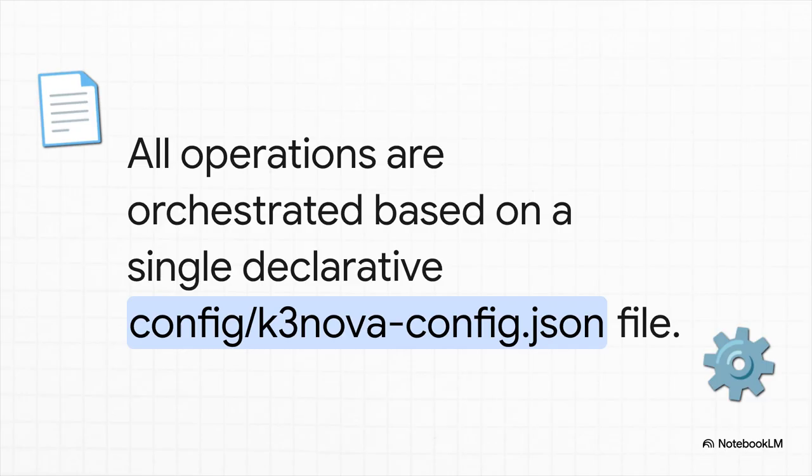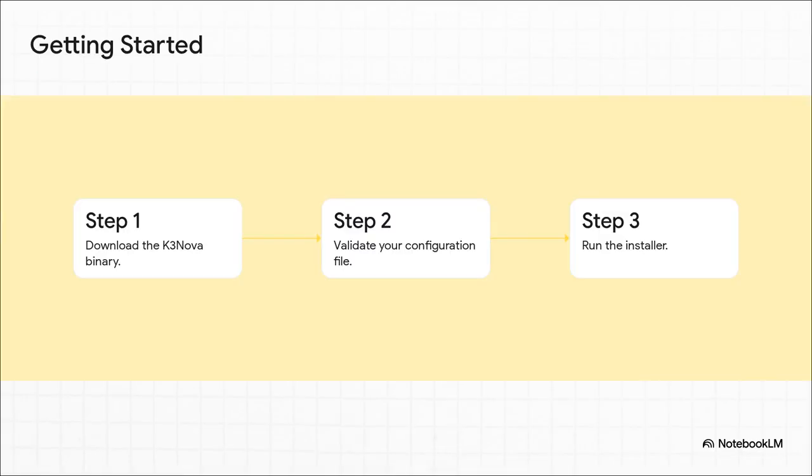And here it is. This is the heart of the whole operation. Everything, and I mean everything, is orchestrated from this one single file, the K3Nova config.json. Think about that. Instead of juggling dozens of different YAML files for every little thing, your entire cluster layout, from your control planes to your worker nodes to your Docker registry, it's all defined right here in one clean, readable place. And because of that declarative approach, the whole workflow becomes ridiculously simple. I'm not kidding. Getting a full cluster up and running is literally 3 steps.